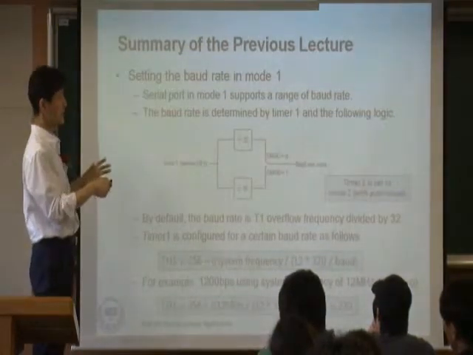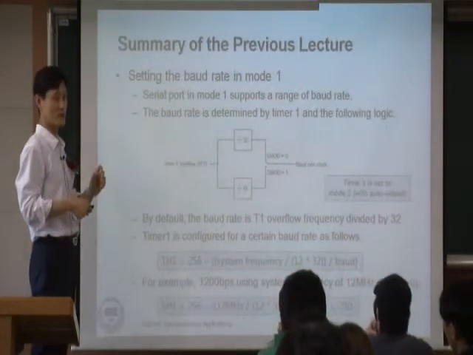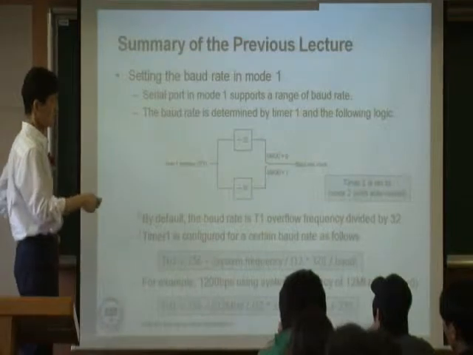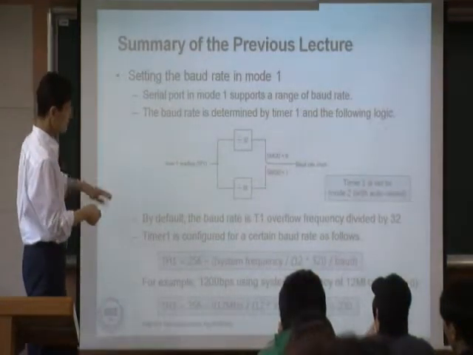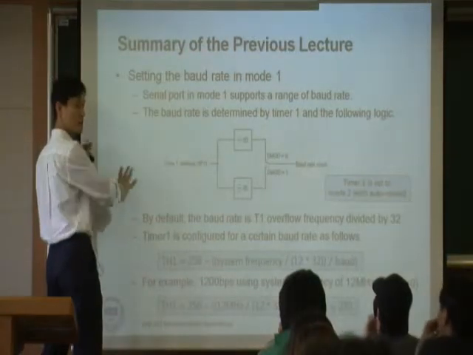So in order to set the baud rate, we need a timer. But we need to set this one to run the asynchronous communications. So it's all related, right? So this is a hardware logic. This part is a timer. Okay, we have a timer hardware here.